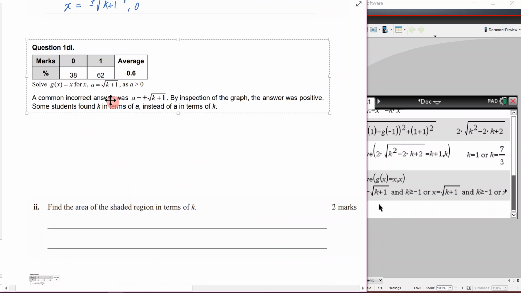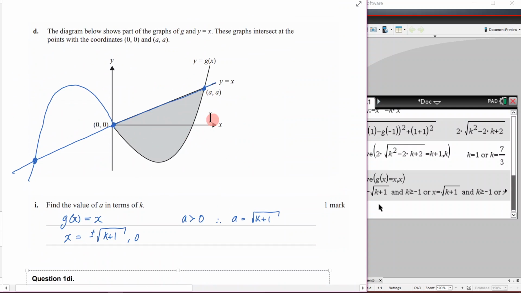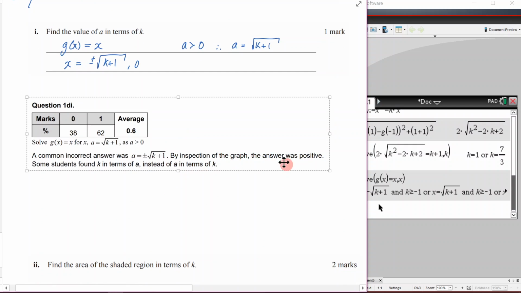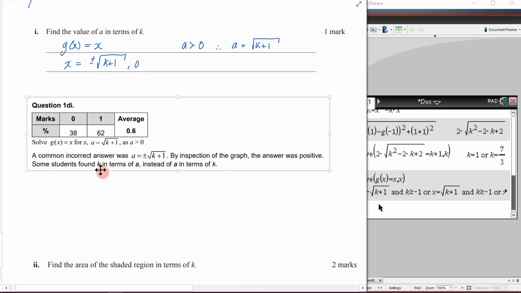A common incorrect answer was this. So here a is equal to plus or minus the square root of k plus 1. But just on the face of it, that doesn't make any sense because we're asked for this point right here. You can't have two values. By inspection of the graph, the answer was positive. So simply just looking at this and saying, hey, a has to be positive. Some students found k in terms of a instead of a in terms of k.